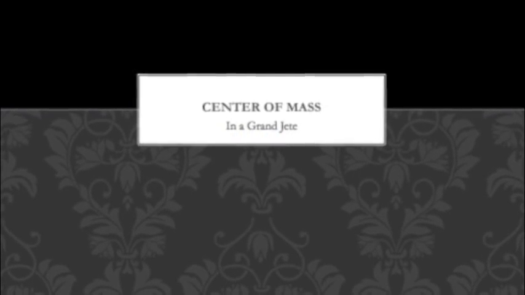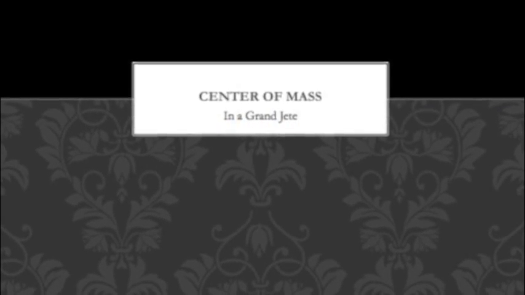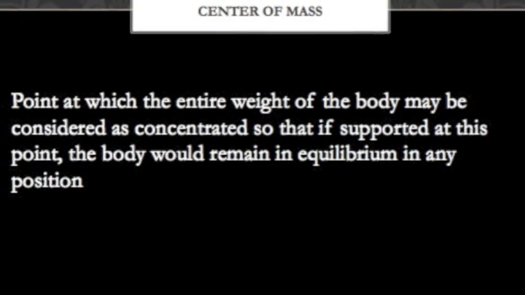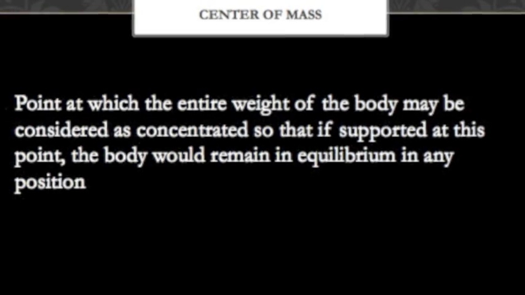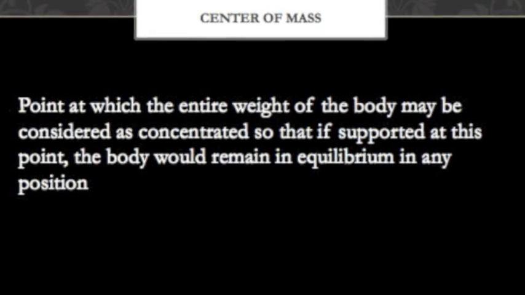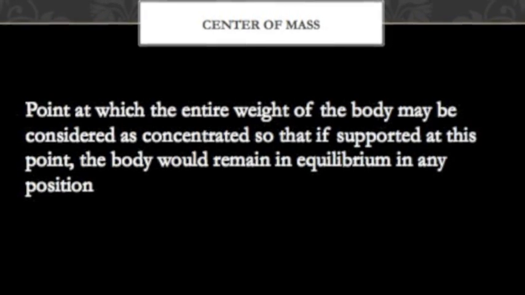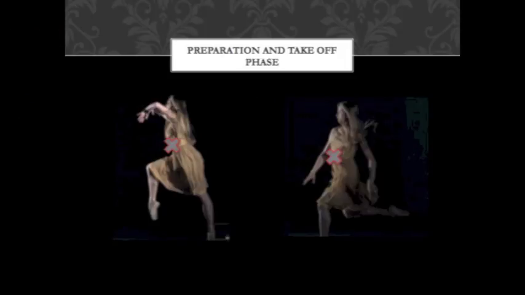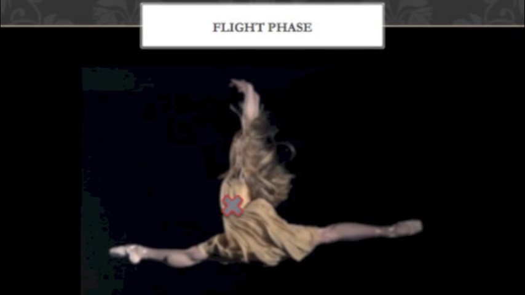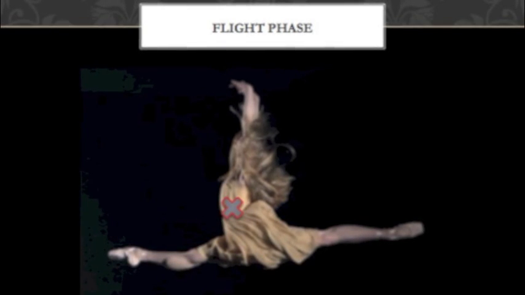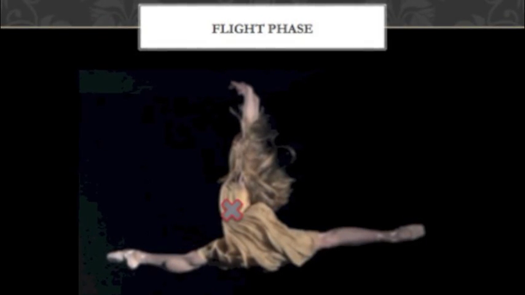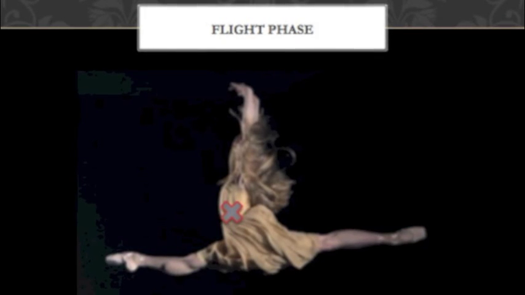Within these phases, center of mass plays a crucial role in the floating illusion. The center of mass is the point at which the entire weight of the body may be considered as concentrated, so that if supported at this point, the body would remain in equilibrium in any position. During the preparation phase and takeoff phase, there is a forward shift in the dancer's center of mass, creating forward and horizontal acceleration. During the flight phase, the center of mass will follow projectile motion. This is due to gravity acting through the center of mass and causing downward acceleration.